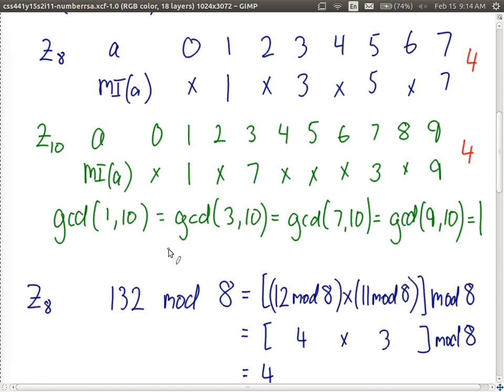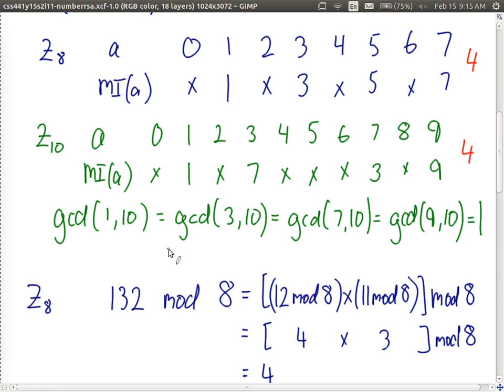1 and 8 are relatively prime. What does relatively prime mean? Greatest common divisor is 1. So relatively prime means the greatest common divisor of the two numbers is 1. 3 and 8, relatively prime. 5 and 8, 7 and 8 are relatively prime. Therefore, they all have a multiplicative inverse.